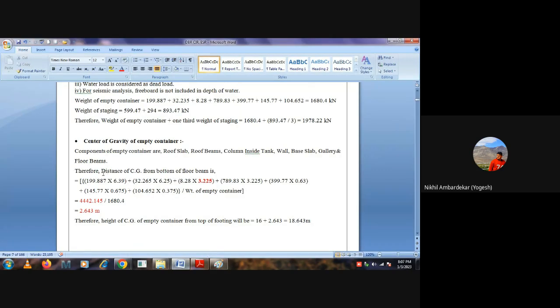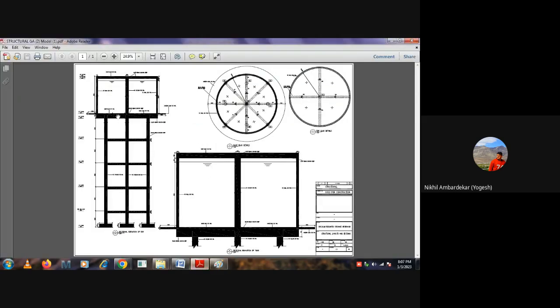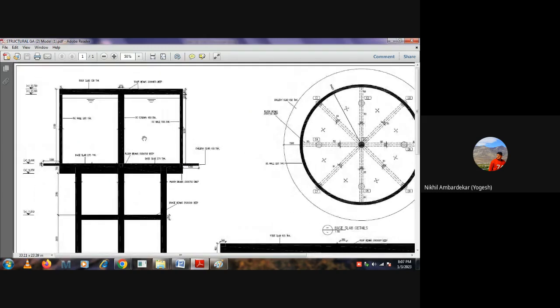Okay, now calculating the CG of the empty container. The components of the empty container are roof slab, floor beams. If I go to this, what are the components in it? Roof slab, roof beam, central circular column, walls, cantilever, peripheral walkway, base slab, and floor beams.